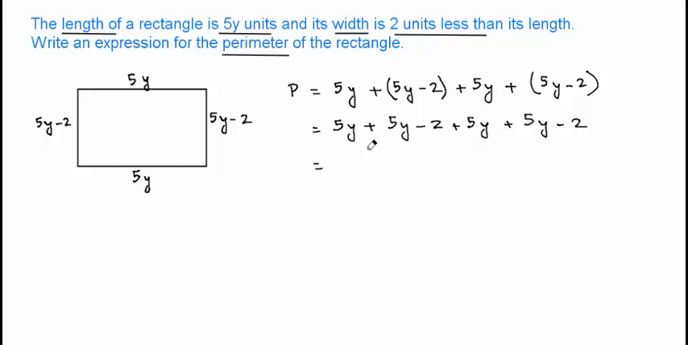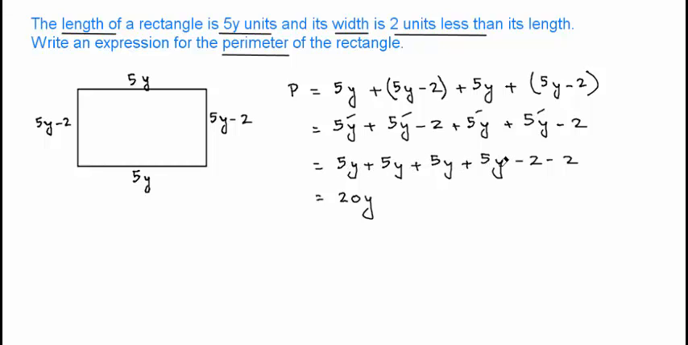Bring all the y's together, the like terms. So we have 1, 2, 3, 4. So we have 5y plus 5y plus 5y plus 5y, minus 2 and a minus 2. Minus 2, minus 2. 5y plus 5y plus 5y plus 5y is 20y. It's like saying what's 5 apples plus 5 apples plus 5 apples plus 5 apples. That's 20 apples. So this is 20y. And minus 2 and another minus 2 gives you a negative 4. Therefore the perimeter is 20y minus 4.